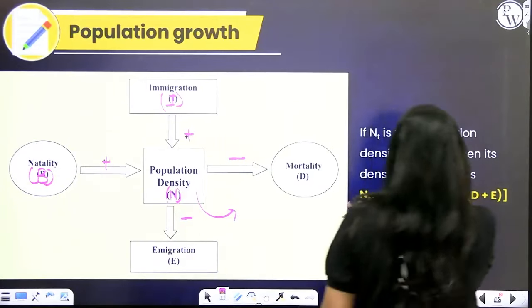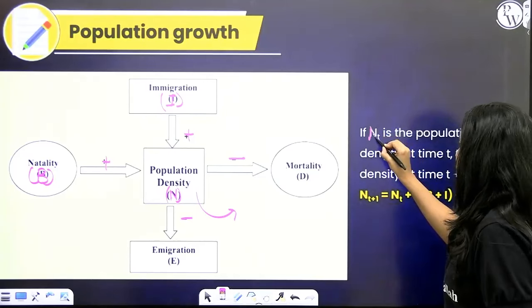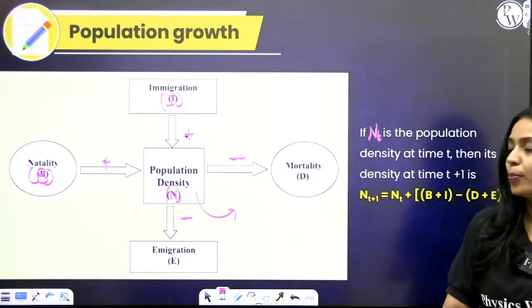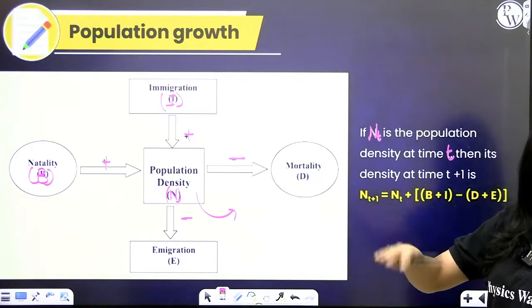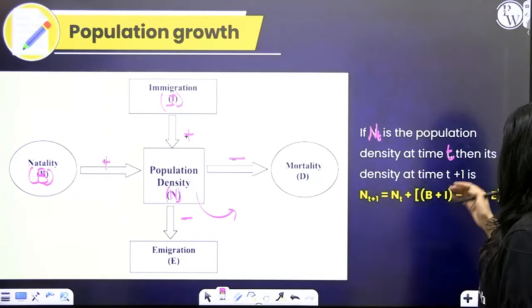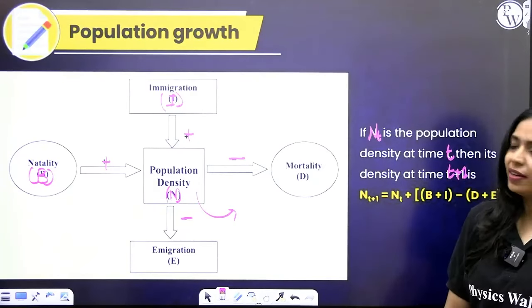Okay. So how do you represent this with an equation? Very simple. If you consider Nt to be the population density at time t, over a period of time, 1 year, 1 month, whatever time, at time t plus 1, after some time, how do you represent it?